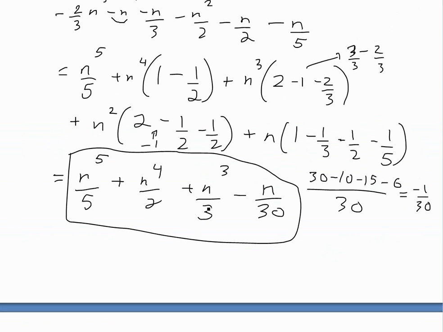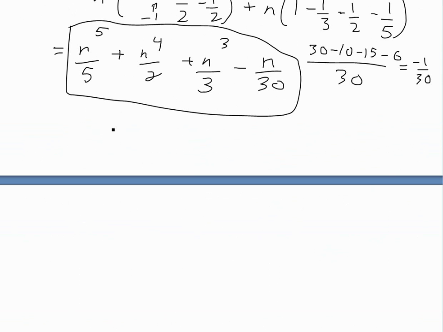But now I'll try to work backwards, to get back to the original formula. So the first step is to multiply top and bottom to get the common denominator. In this case, it's going to be 30.